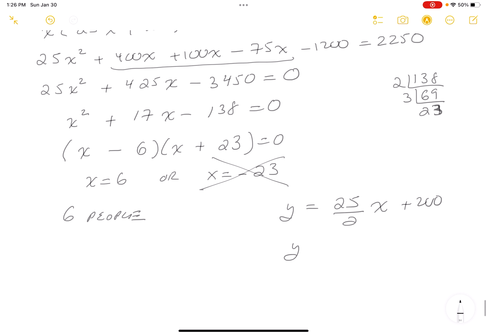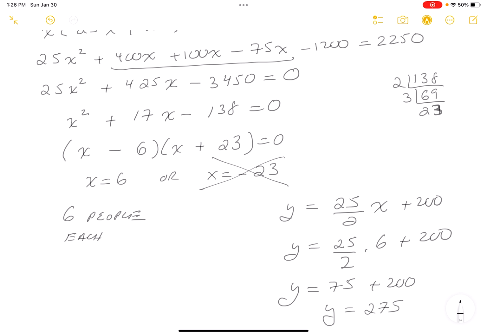And what's y going to be equal to? 25 over 2 times 6 plus 200. Y equals, well, let's see, 2 goes in 6 3 times, so 75 plus 200. What do you get here? Y equals 275. So 6 people each spent $2.75.